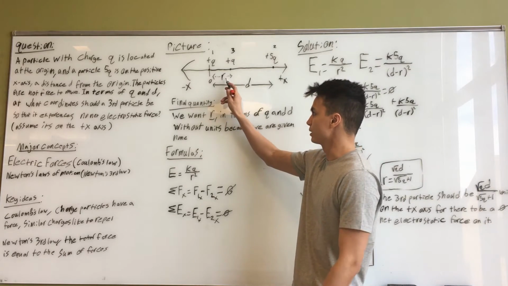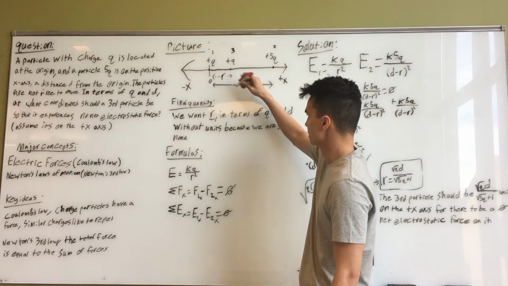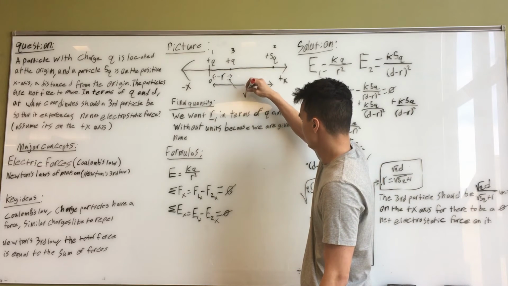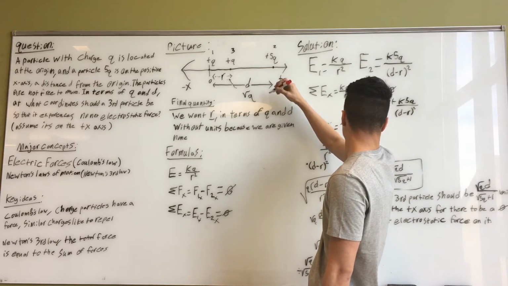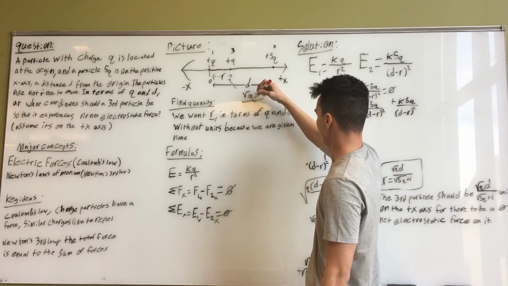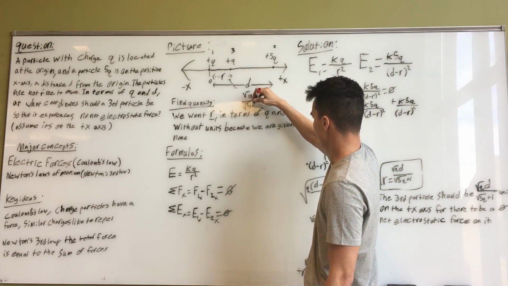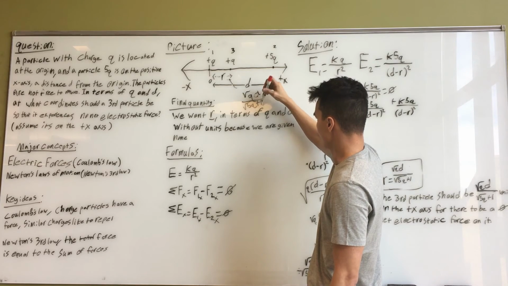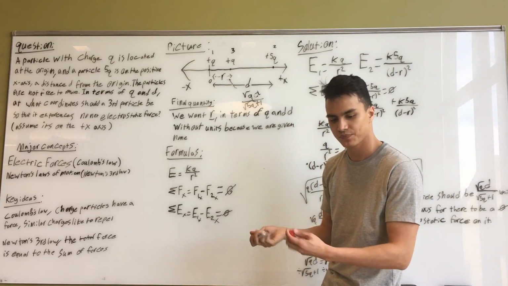So that's what r is going to be here. It's going to be root q times d over root 5q plus 1, distance away. Thank you.